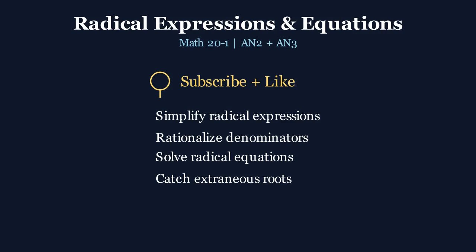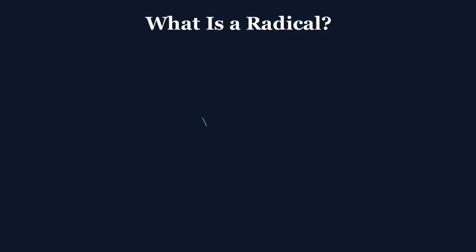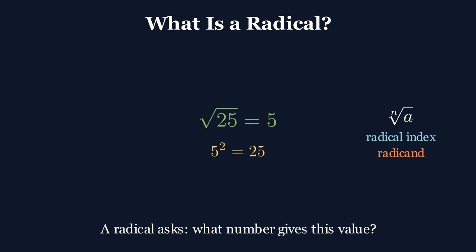By the end, radicals should feel less mysterious and a lot more manageable. A radical is an expression with a root symbol. The most common one is a square root. The square root of 25 is 5 because 5 squared is 25. The key idea is this. Radicals ask, what number, when powered, gives the radicand? For square roots, we are asking what number squared gives the value underneath the radical sign.